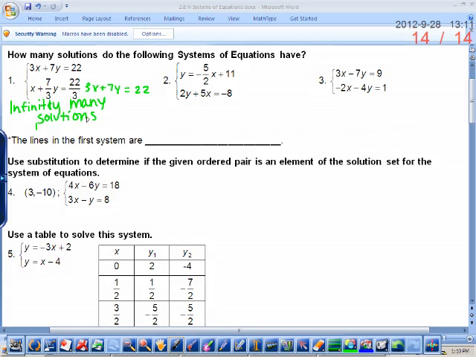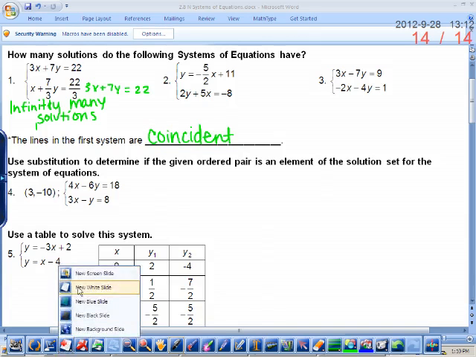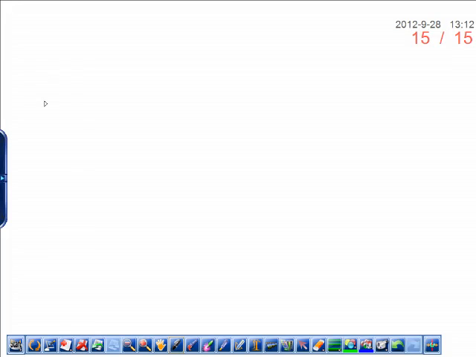No, not all real numbers. I'll talk about that in just a second. These lines are also called coincident. Now, I want to address the idea that you might be tempted to say all real numbers. So I want you to think about it. Here are these two lines, right? They're right on top of each other.